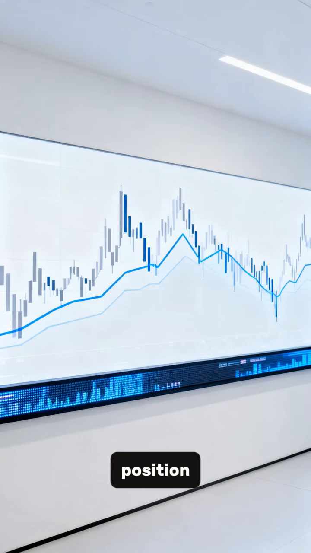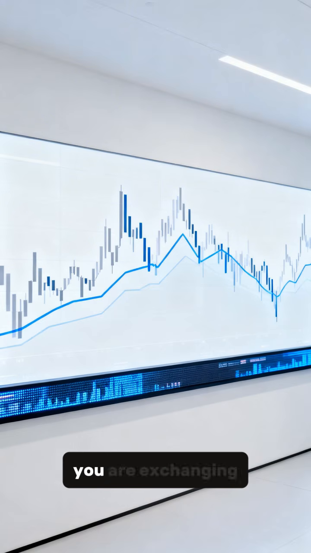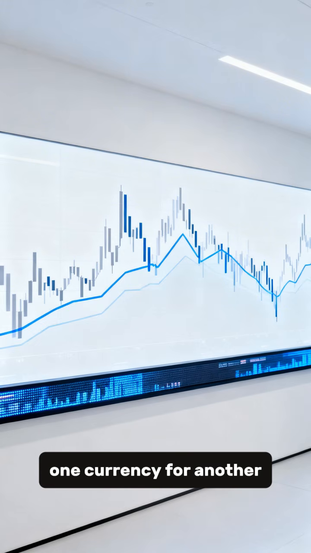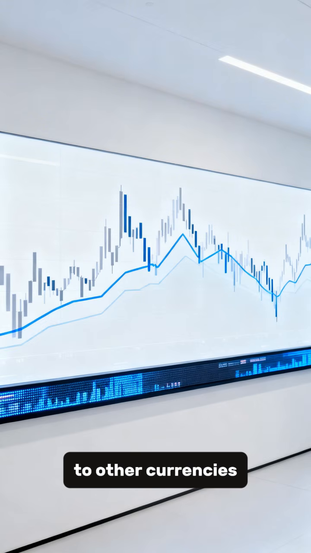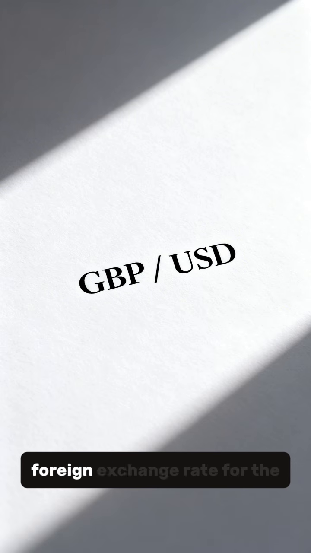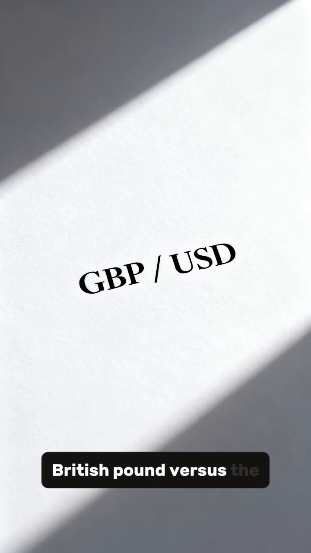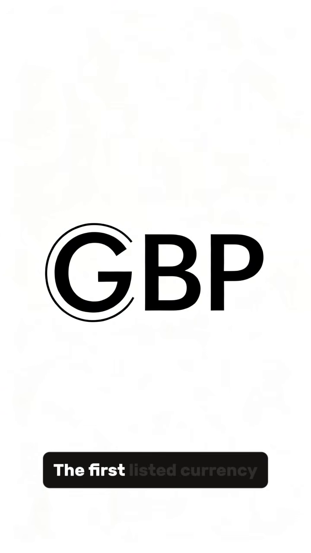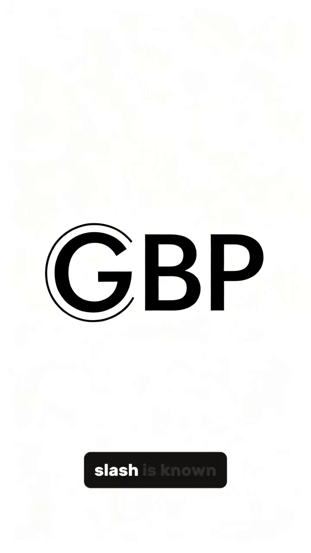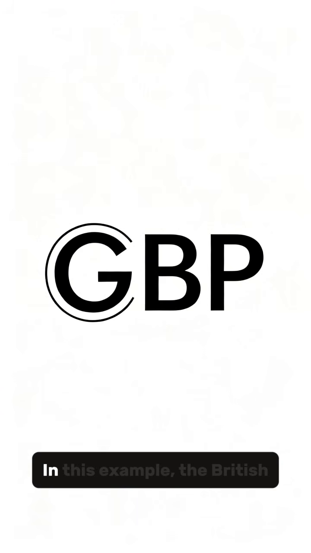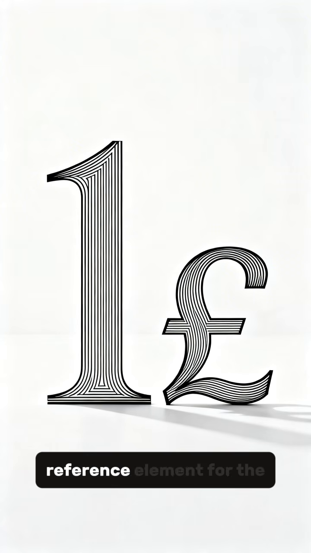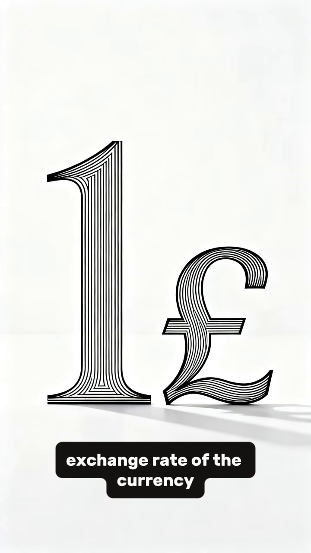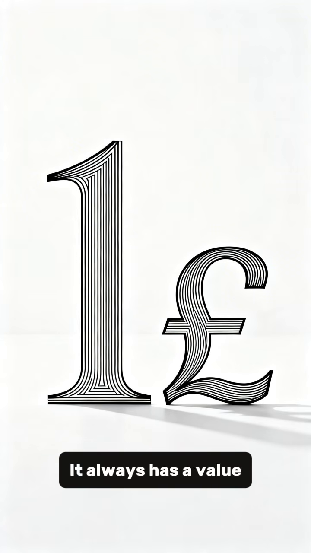Whenever you have an open position in Forex trading, you are exchanging one currency for another. Currencies are quoted in relation to other currencies. Here is an example of a foreign exchange rate for the British pound versus the US dollar. The first listed currency, to the left of the slash, is known as the base currency. In this example, the British pound. The base currency is the reference element for the exchange rate of the currency pair. It always has a value of 1.